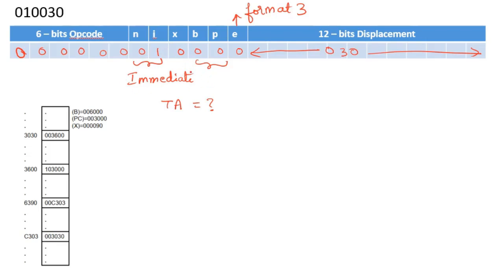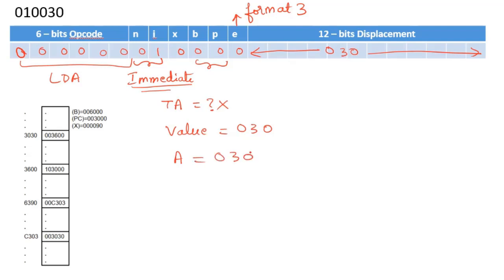Immediate addressing mode means what? Data is directly available in the instruction. It is not present in the memory. It is available directly in the instruction itself. Immediate addressing means a constant value is appearing in the instruction. What is that constant value? Now this is not an address. Instead it is the value 030. And what is the instruction? The opcode 00 means LDA. That means load the accumulator with the value 030.